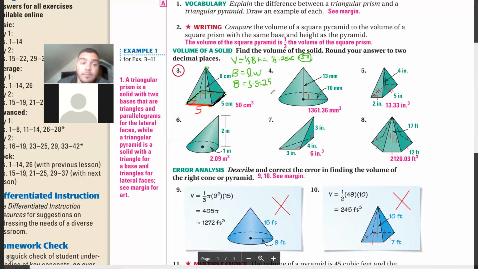Now, 4 I'm confused about because I don't know what to do with cones. Okay, you know what? Cones are also just simply pyramids, but they're special. They're not really special. They don't have sides. They're just circular pyramids. Yeah, but they don't have sides. You're right, it doesn't have sides, but it's a circle.